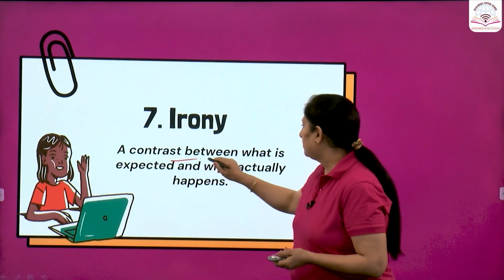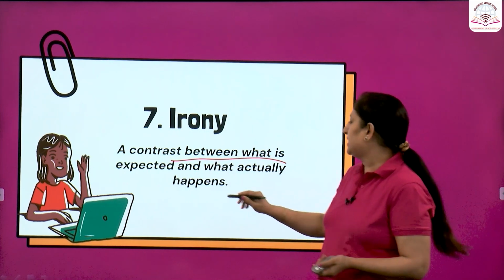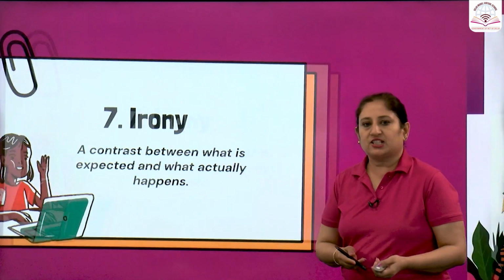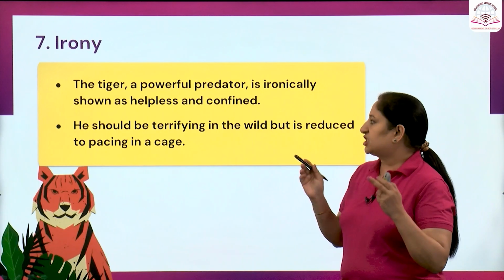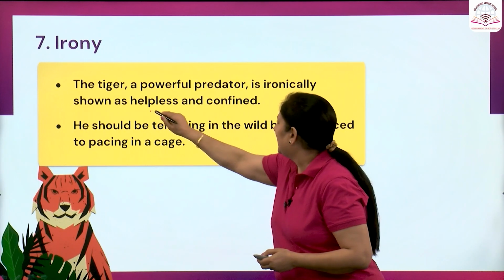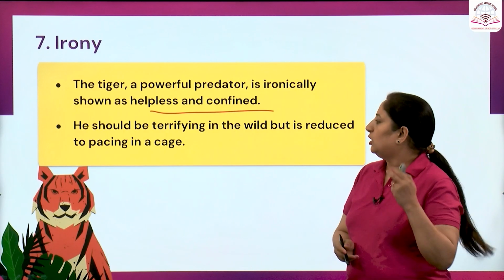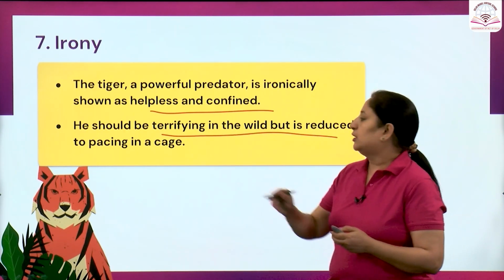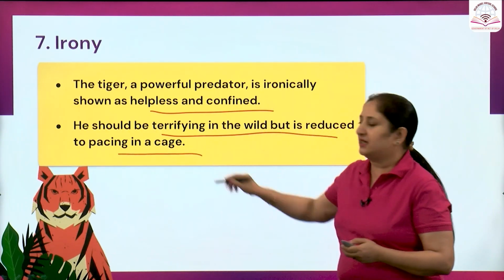Now let's talk about another poetic device, that is irony. A contrast between what is expected and what actually happens is irony. Let's understand through the poem. The tiger, a powerful predator, is ironically shown as helpless and confined. Also, he should be terrifying in the wild, but he is reduced to pacing a few steps in a cage.